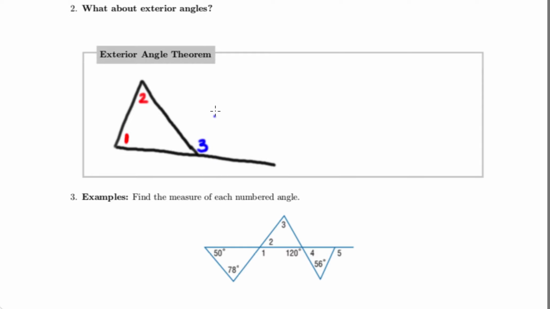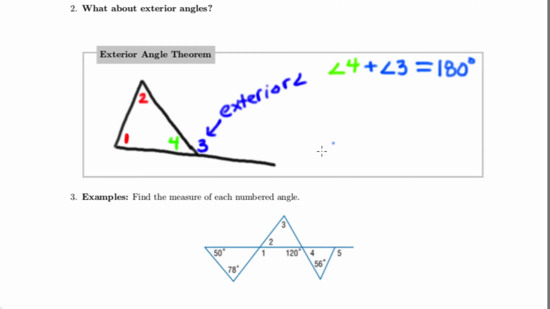Now what I'd like you to notice is angle 3 is located outside of the triangle. This is what we call an exterior angle. Now, inside the triangle there are 3 interior angles. We have angle 1, 2, and 4. Now, angle 4 is next to angle 3. Angle 4 and angle 3 are going to add up, so we can write this down: angle 4 added to angle 3 is going to equal 180 degrees. The reason is it's a linear pair.